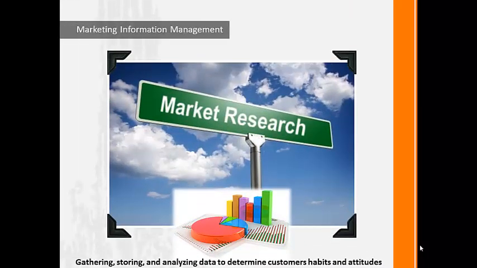Marketing information management relies on gathering information about customers, trends, and competing products, storing this data, and analyzing it. Companies conduct research so that they can be successful at marketing and selling their products. They need to get information about their customers, their habits and attitudes, where they live, and trends in the marketplace.